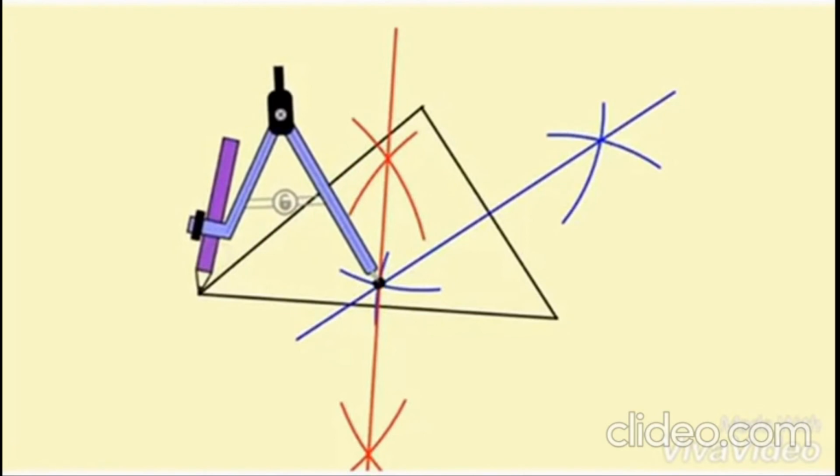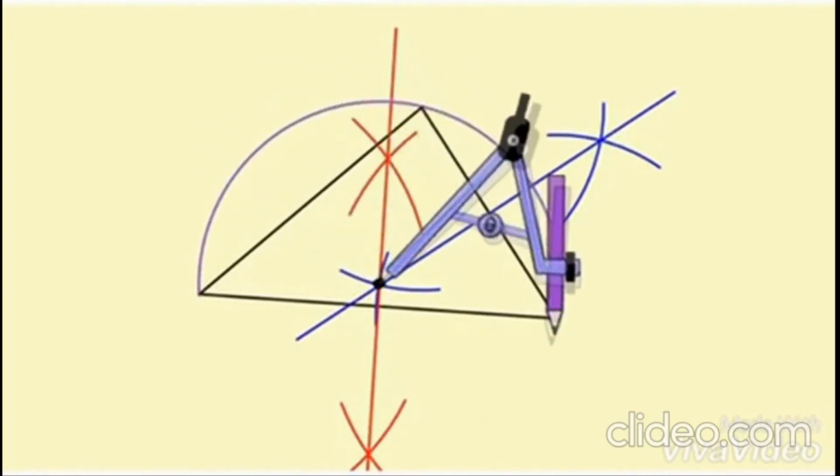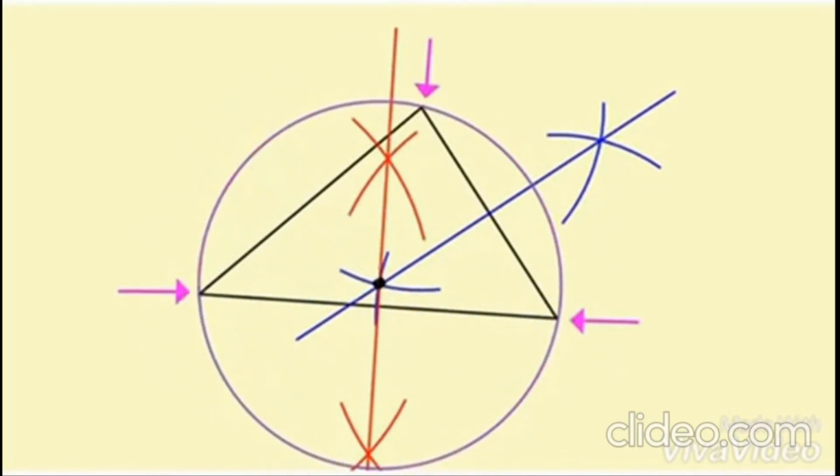To construct the circle now, take your compass, put the point at the circumcenter, open the compass out to measure the distance to one of the vertices. Now draw your circle. You will see that all three vertices lie on the circle. We see that our circle is circumscribed about the triangle.